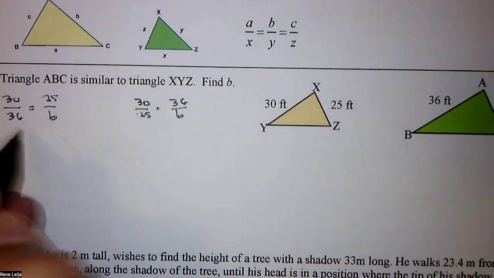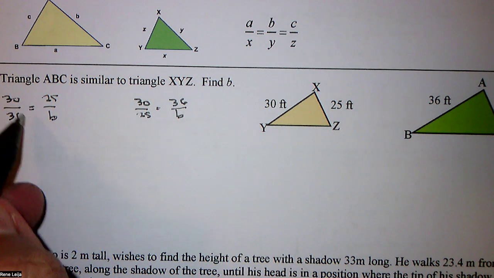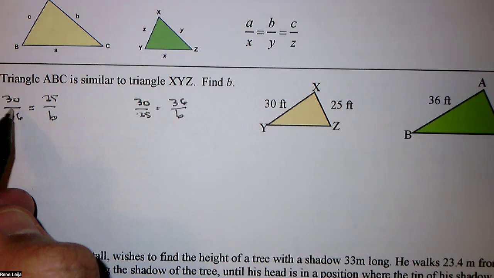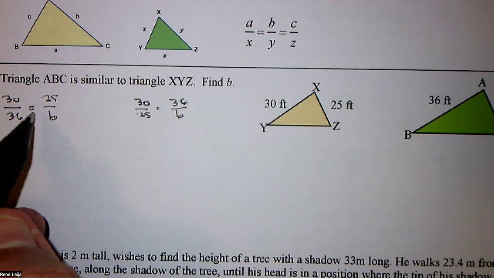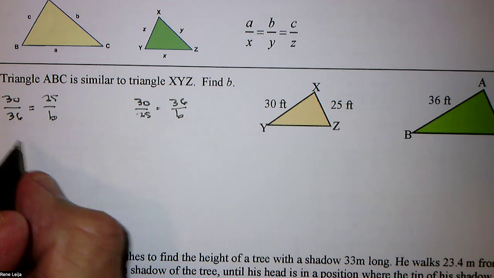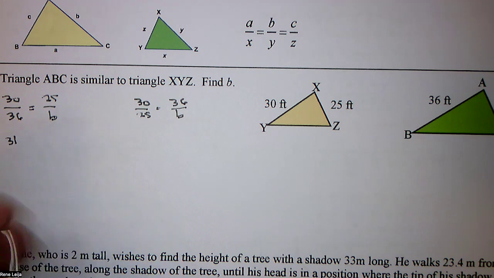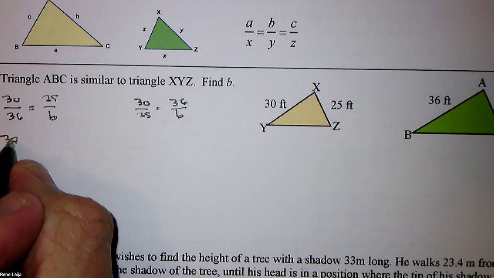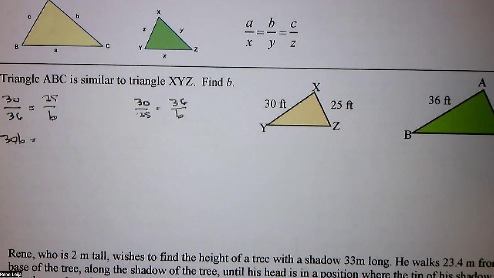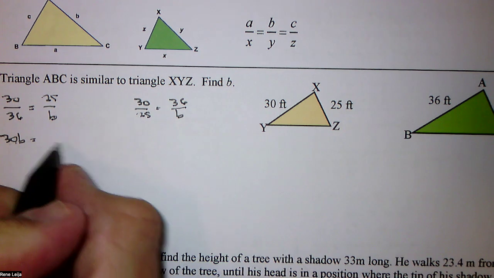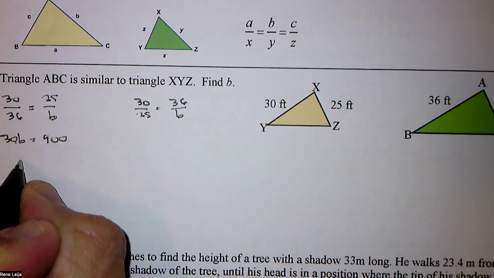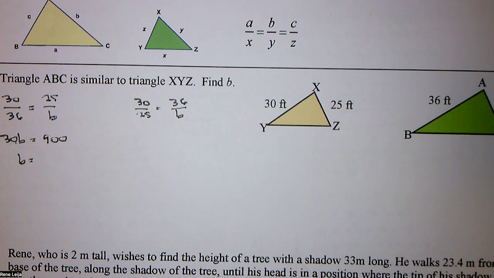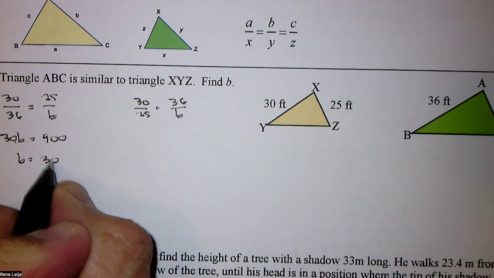Now here, we're going to cross multiply. Anytime you have a proportion, a ratio equal to another ratio, we can cross multiply. So 30 times B, 30B, equals 36 times 25, which is 900. Now let's solve for B. 900 divided by 30 gives us 30 feet.